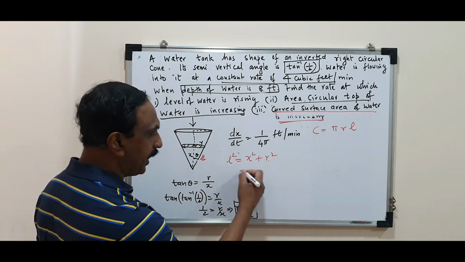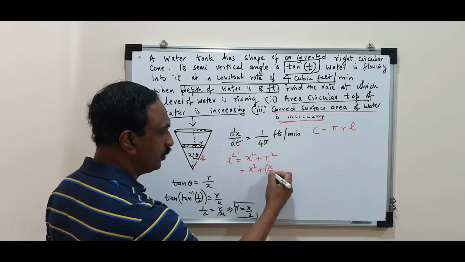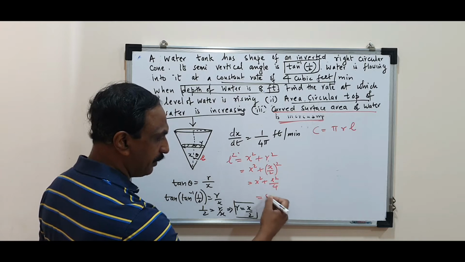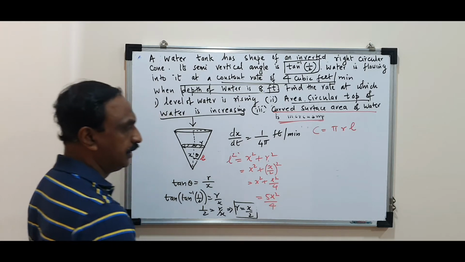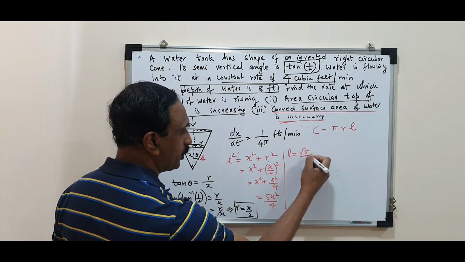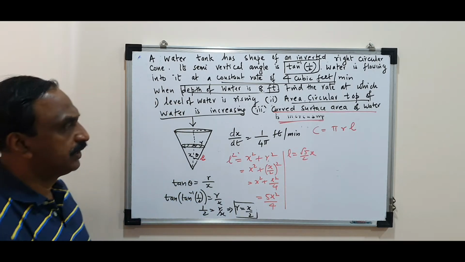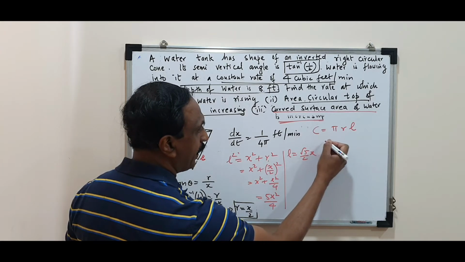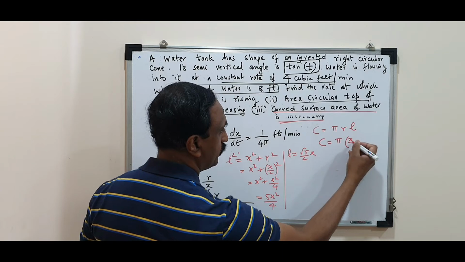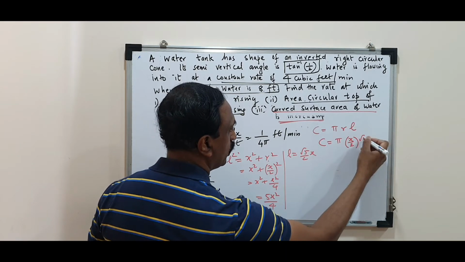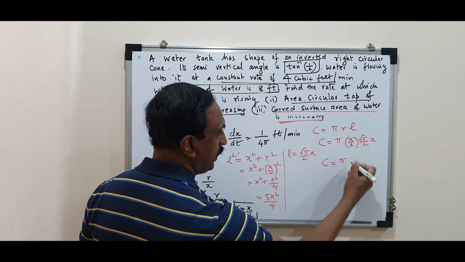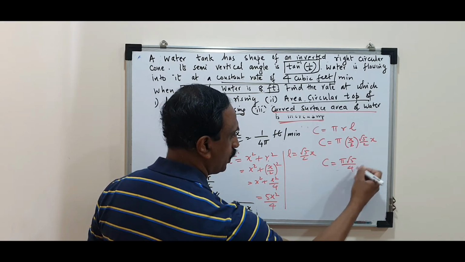r can be replaced by x by 2. That is x square plus x square by 4, that becomes 5x square by 4. So I can say L is root 5 by 2 x. So my surface area now became pi, r is x by 2, and L is root 5 by 2 x. So C is pi root 5 upon 4 x square.